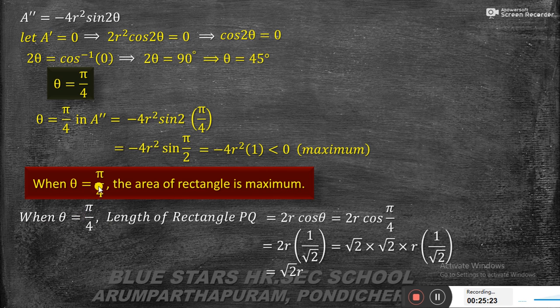So for θ equals π by 4, we now find the length and the breadth, because they ask about the dimension of the rectangle. Length of the rectangle PQ equals 2r cos θ, 2r into cos π by 4, so 1 by root 2. Writing 2 as root 2 into root 2, root 2 cancels, so root 2 r. This is the length of the rectangle PQ.